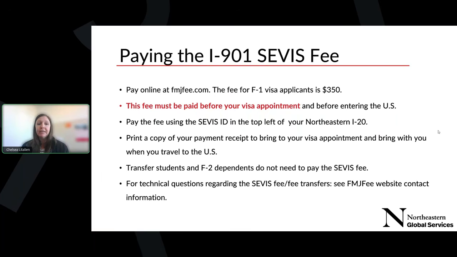The fee is $350 and it needs to be paid before your visa interview, and then, of course, before entering the US. I mentioned that SEVIS ID that starts with N00. You will need that number when you're paying the SEVIS fee. You'll print out a copy of the receipt when you've paid that fee, and you're going to bring that with you to your visa appointment and also when you are traveling and entering the US.